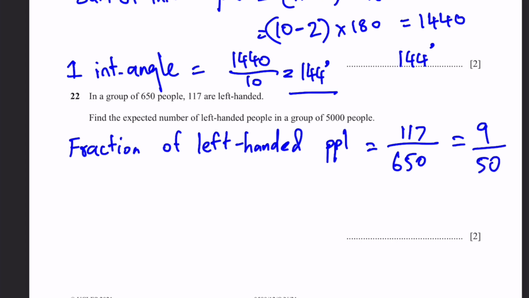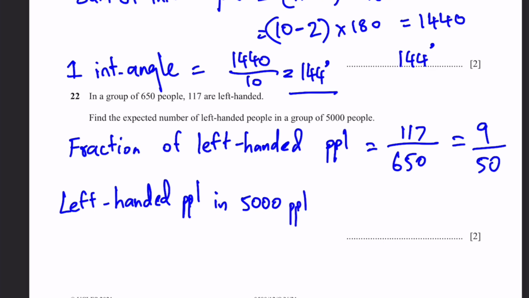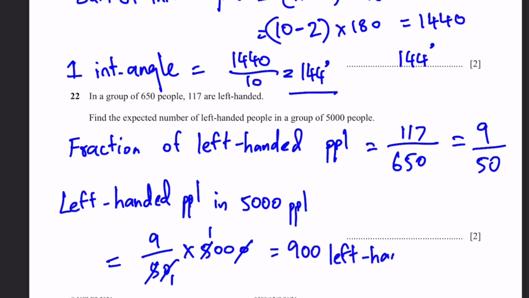And now that's in a group of 50 people, 9 are left-handed. Number of left-handed people in 5,000 people is equal to 9 by 50 multiplied by 5,000, which is equal to, now let's cut out the 0 and cut out the 5 here, and it's equal to 9 into 100, which is equal to 900 left-handed people. That's the answer, 900.